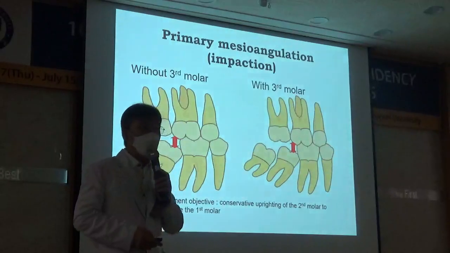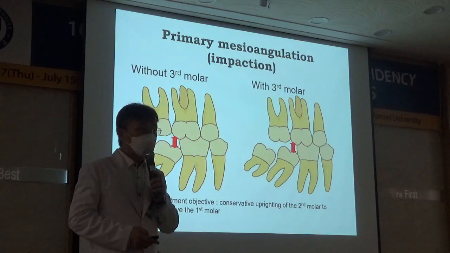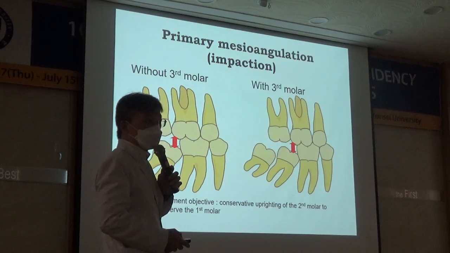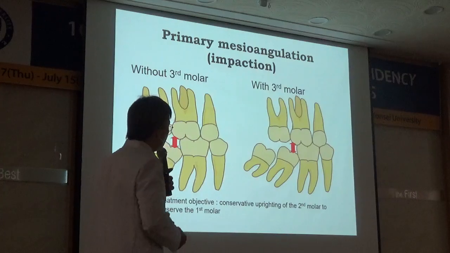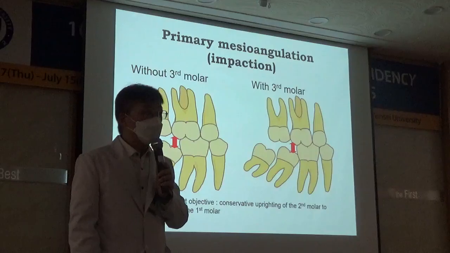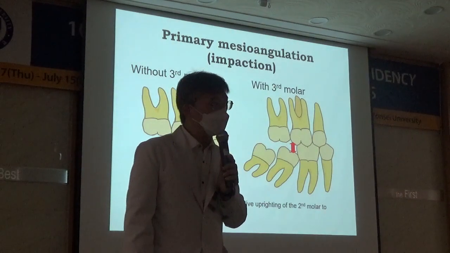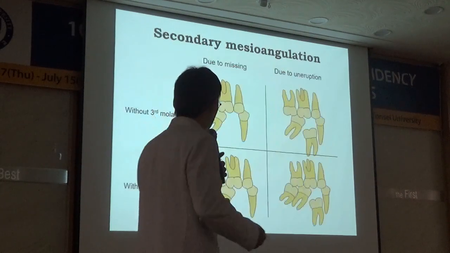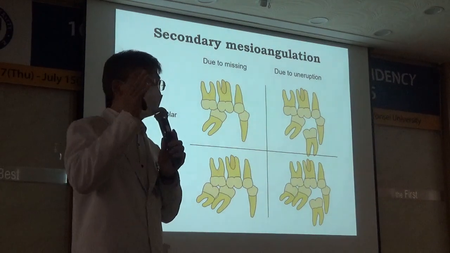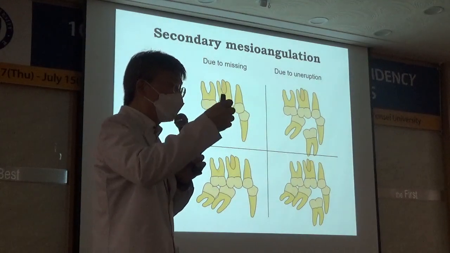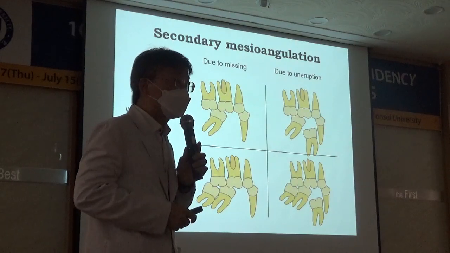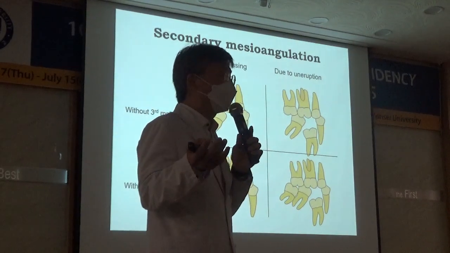We need a differential diagnosis. They are different. So I classified this into two categories. First one, primary mesial angulation, which is mesial angulation of the lower molar in the middle of eruption. Yes? Okay. In the middle of eruption. That's primary. Secondary mesial angulation, even if they erupted at perfect positions, following the missing or ankylosis of the first molar, they're supposed to tip forward. And that's what I call secondary mesial. Because it's secondary, okay, I get it.